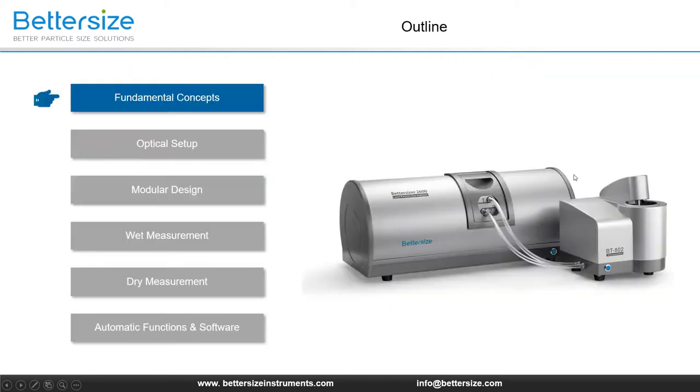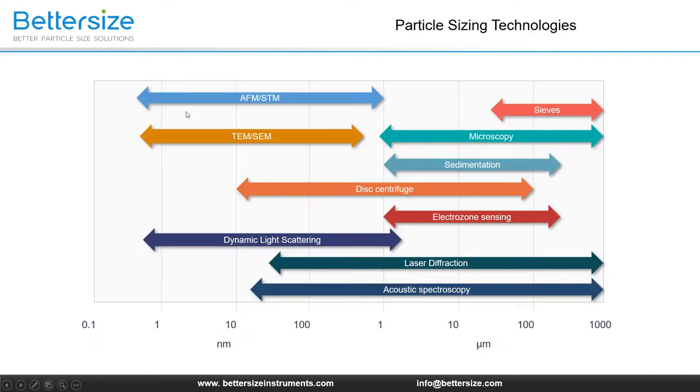Before we dive into the sophisticated optical setup, let me do a brief introduction to some fundamental concepts. Have a look at currently available methods of particle sizing. Since the 1970s, laser diffraction has become one of the most important and widely accepted methods for the determination of particle size. Laser diffraction is suitable for measuring nano and micro-sized particles, with a wide size range covering from tens of nanometers to several millimeters.